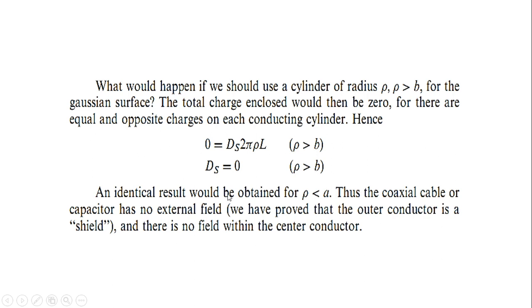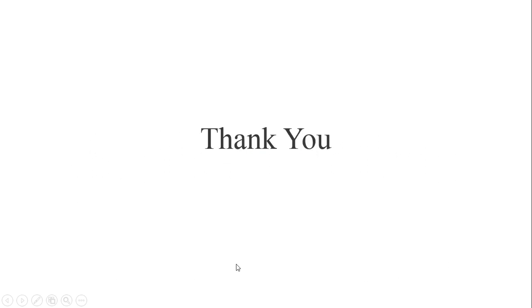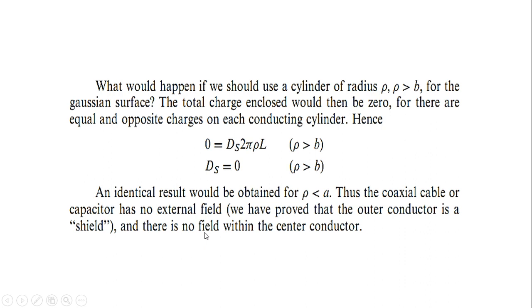An identical result would be obtained for rho is less than a. Why? Because if we select a Gaussian surface having the radius less than the radius of the inner conductor, there would be no charge content. If there is no charge content, it means that the electric flux density inside the inner conductor will be 0. Thus, the coaxial cable or capacitor has no external field. We have proved that the outer conductor is a shield and there is no field within the center conductor.